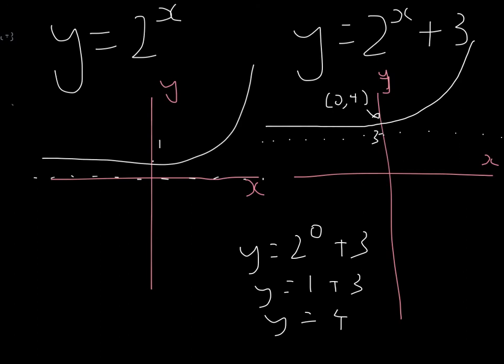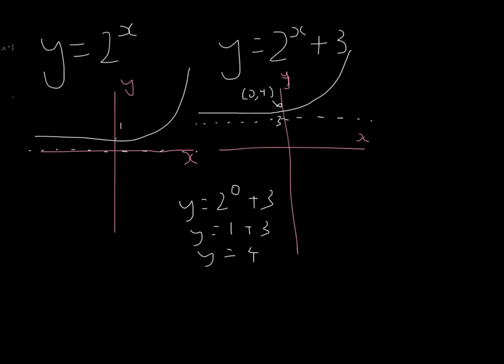So we could see that by adding a number to the end, if it's a positive number, I move the asymptote up by that number, so this time it's 3, up by 3. If it's a negative, we'll move it down.